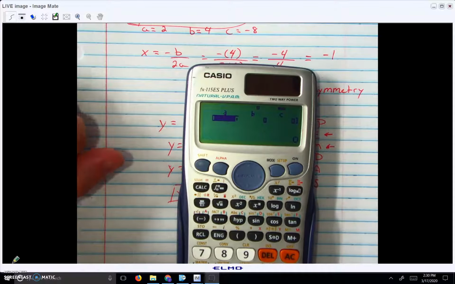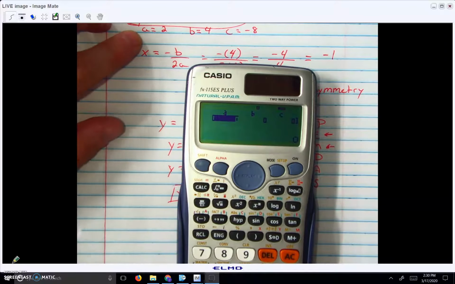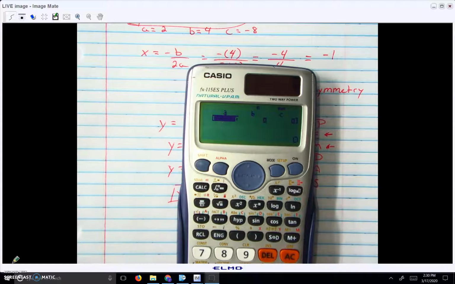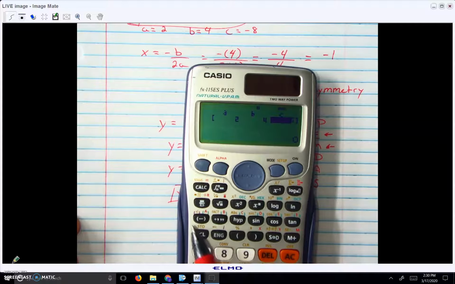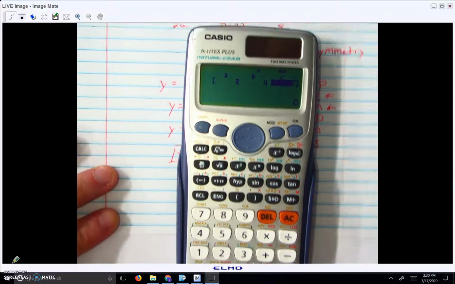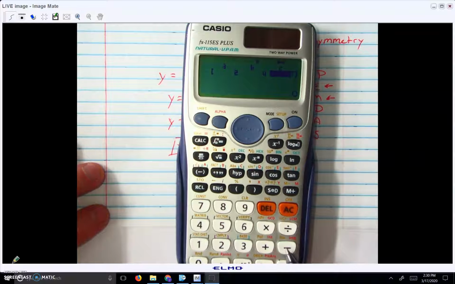It will bring up a screen that looks like this. A, B, and C. So I'm going to put in my A, B, and C values that I had in my equation. So in this equation, my A value was 2, so I'm going to hit 2 and then equals. It fills in my A value. My B value was 4, so I hit 4 and equals. And that fills in my B. And finally, my C was -8. Remember, there are 2 different keys on the calculator, and if you use the wrong one, it's going to give you an error. Down here is the subtraction key, not the negative key. Make sure you use the negative key that's up here. So -8 and hit the equals key.